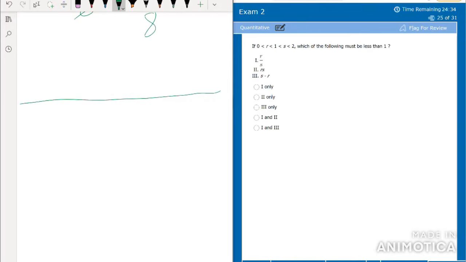Number line, they're all between 0 and 2. So we've got 0, 1, and 2. R is somewhere here. S is somewhere here. Which of the following must be less than 1? R over S. Well, yes, that must be, because it's something less than 1 divided by something bigger than 1. RS. Let's try and make it not. Well, if S is 2 and R is 1, then it's not less than 1. Okay. S minus R. No, again, 2 minus 0, so it's only 1.